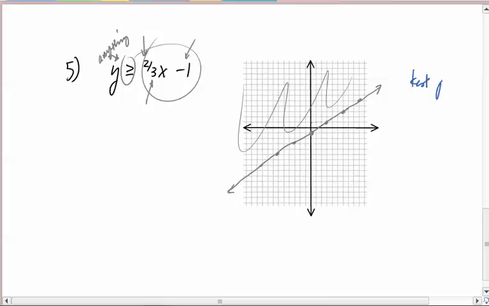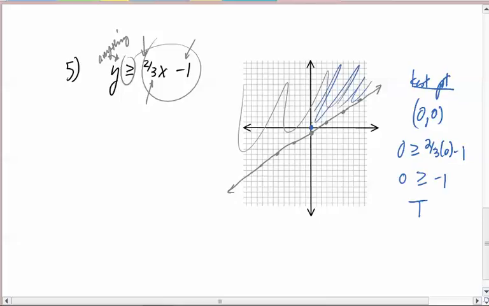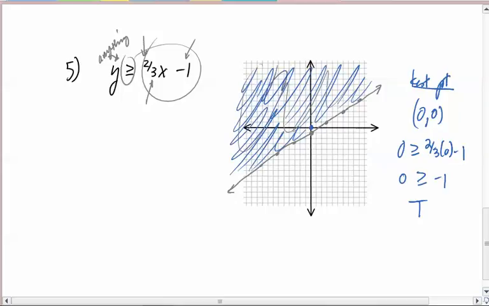So you're going to get a test point. Is 0, 0 clearly off the boundary line? Yes, it is clearly away from the boundary line, so we'll put that in. And we get 0 is greater than or equal to 2/3 times 0 minus 1. Well, then that's 0 is greater than or equal to -1, and that is a true statement. So it does indeed look like we're going to shade this side where that true point was found.